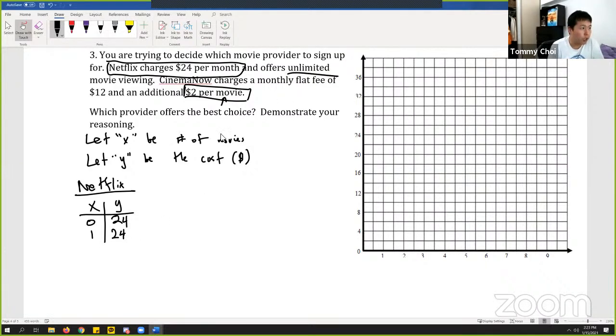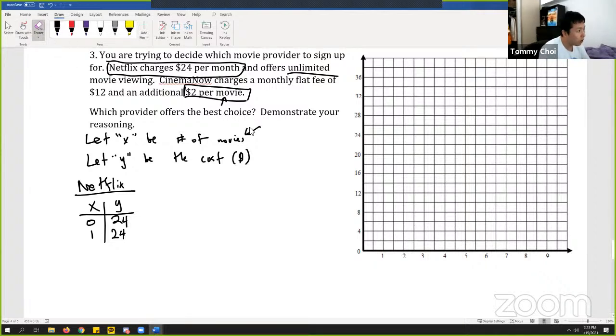It says they offer unlimited movies. You don't pay for an extra. And just because you watch a movie doesn't mean you don't pay the $24. You always pay the 24. That's what it means by $24 per month. X does not mean months, guys. X is not months. What did we say X was? Movies. Number of movies is our X.